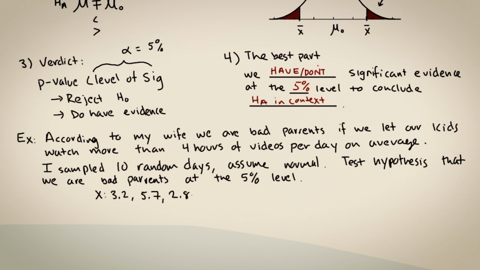Okay, I don't have the patience to write down 10 numbers, but I sampled 5 random days. So the null hypothesis is that we watch 4 hours of videos per day, and the alternative hypothesis is that we watch more than 4 hours of videos per day.